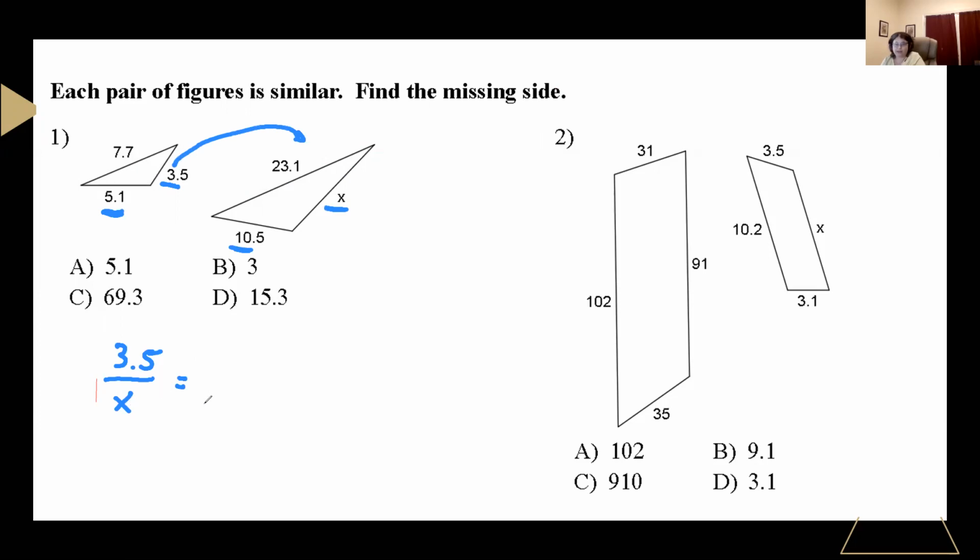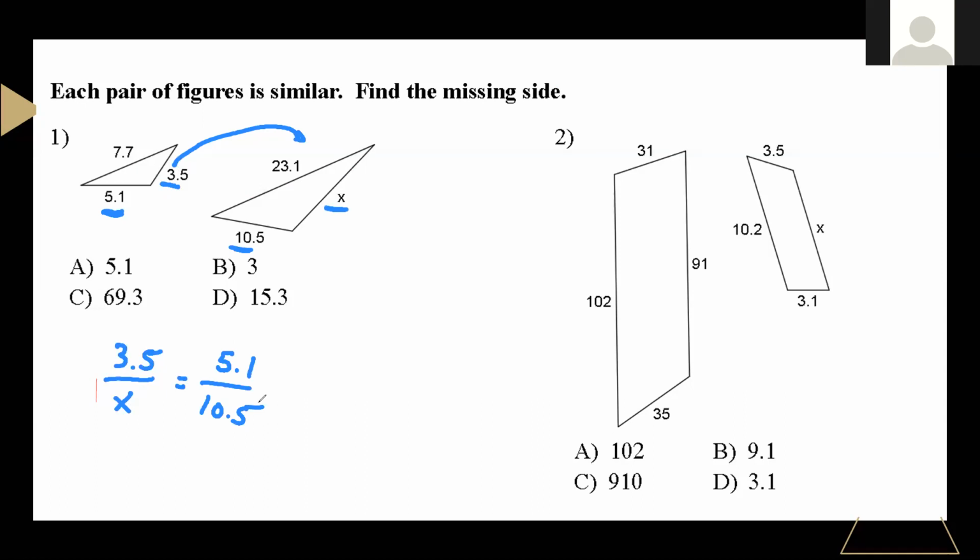When students make mistakes on this, there are two ways they make mistakes. Either they will take the top one here and put this in the bottom, but then they'll put this in the bottom and this on top, which makes no sense. Or they mix up which sides are corresponding. That's where we make mistakes on this. So 5.1 goes on the top and 10.5 on the bottom.